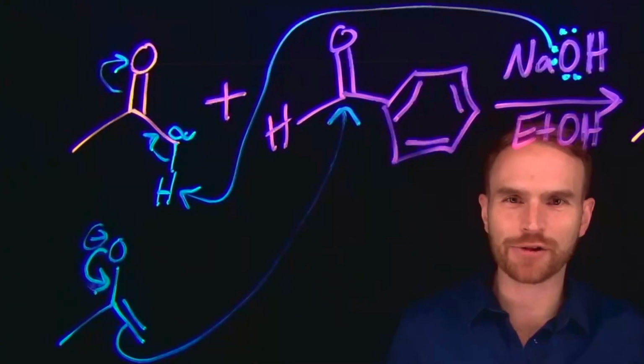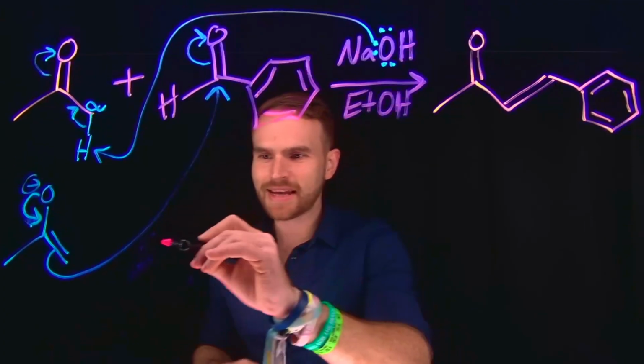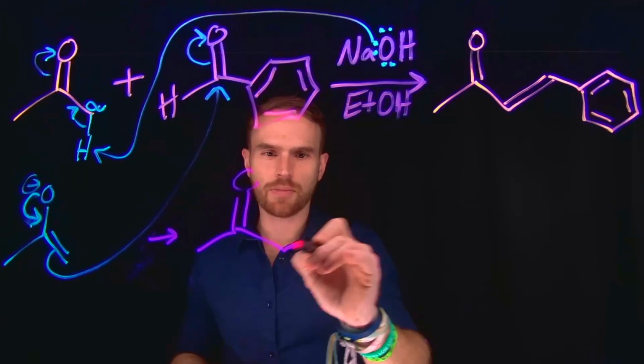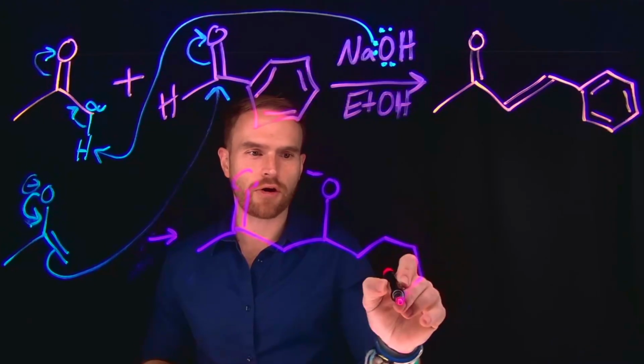So these pi electrons will come back down, and this double bond will come and attack the aldehyde in benzaldehyde, again kicking up these pi electrons to the oxygen. And that gives us our next intermediate, which is going to reform this carbon-oxygen double bond. And now we're going to have a negatively charged oxygen here and the rest of our aryl ring on this side.